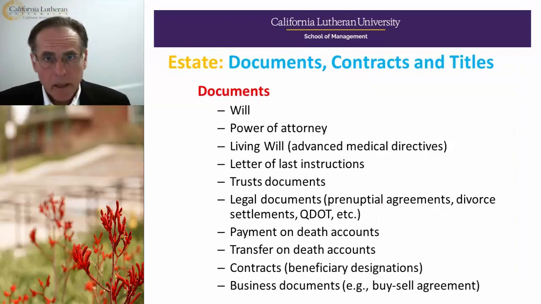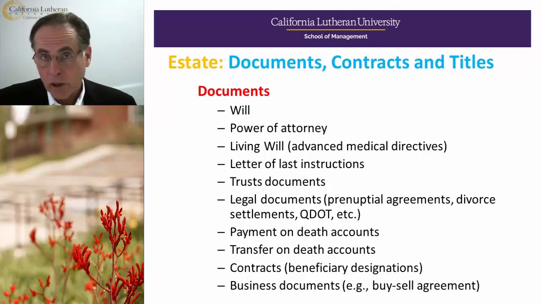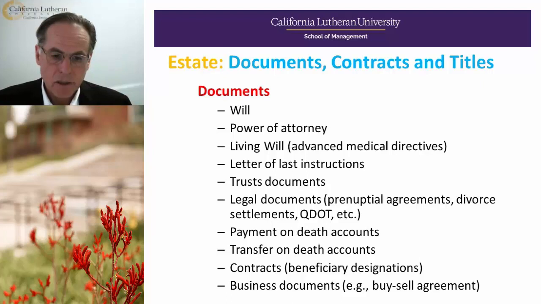What else? Well, you're going to be collecting estate planning documents. You're going to be looking at contracts and titles to real property. So what are some of those? The will, the powers of attorney, the advanced medical directives or the living will, the letter of last instructions, trust documents, legal documents such as prenups, divorce settlements, payable on death accounts, and transfer on death accounts, right? Because there's a beneficiary there. Other contracts, in looking at the beneficiary designations and business documents, including the buy-sell agreement.